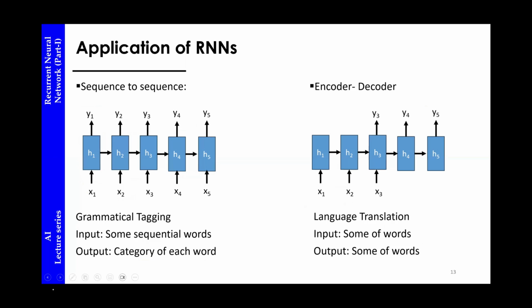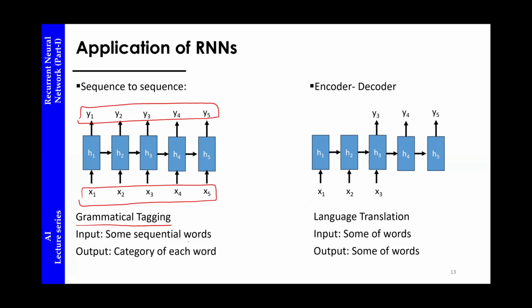The next example that I want to discuss here is sequential data input to the recurrent neural network and sequential output: vector in, vector out. We can introduce a vector to the recurrent neural network and get a vector out of it. An example of this configuration is grammatical tagging, where some sequential words are introduced to the recurrent neural network, and as an output, we get the category of each part of the sentence that we have.